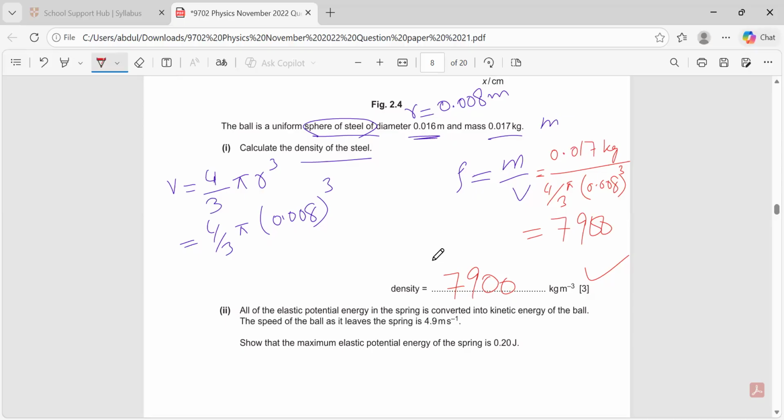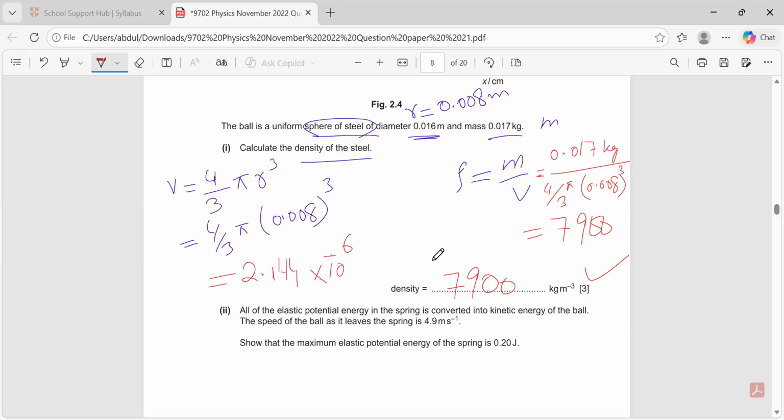So yes, my dear friends, when I'm solving this, three times 3.142 times 0.008 raised to the power 3. So my dear friends, for me, this answer comes to be 2.144 times 10 raised to the power of -6.